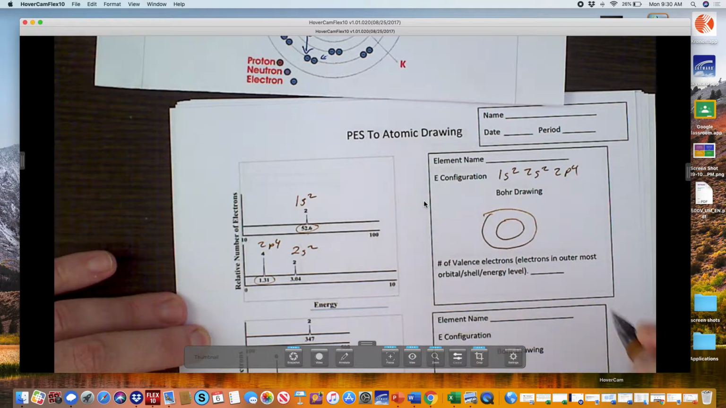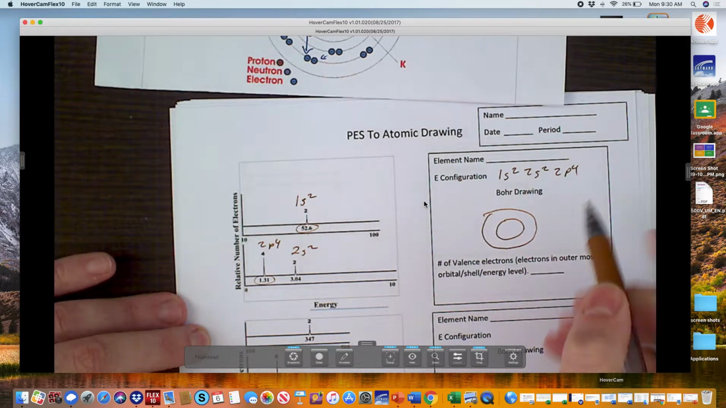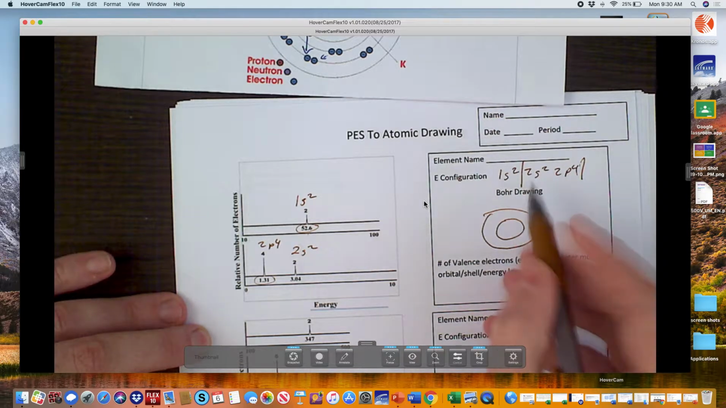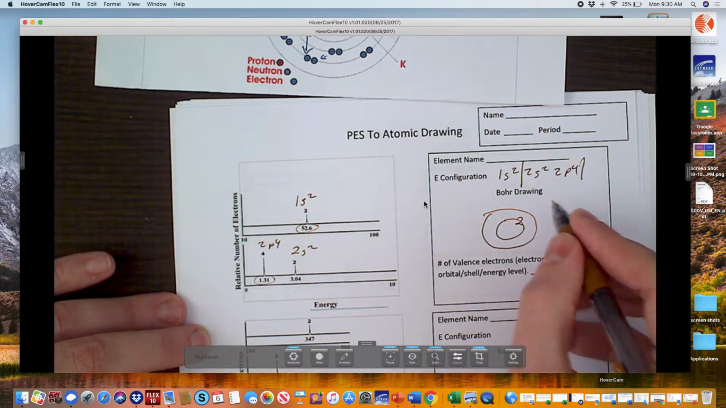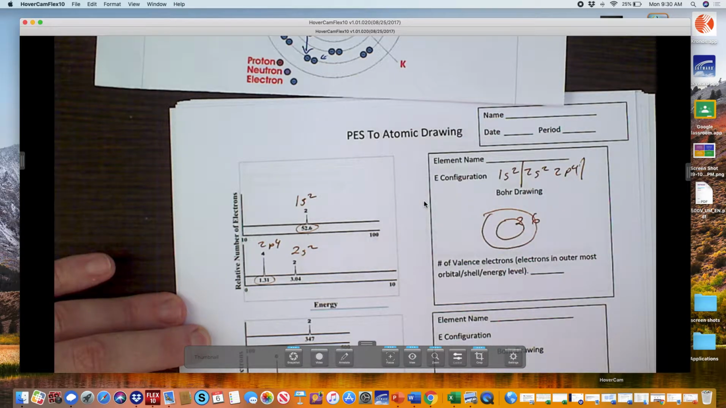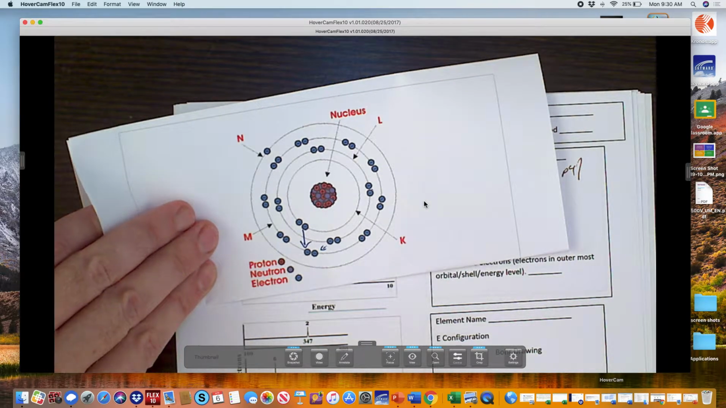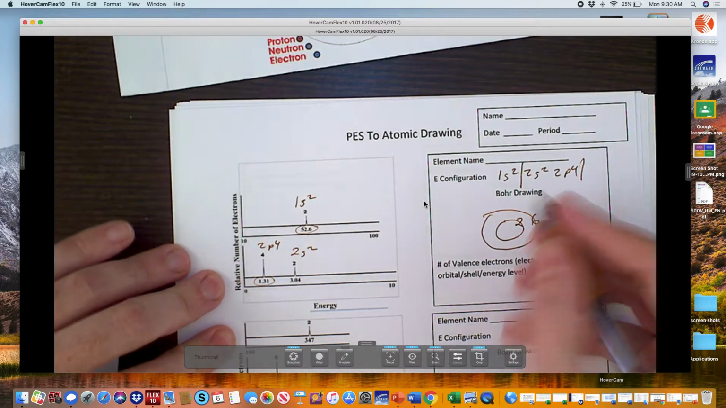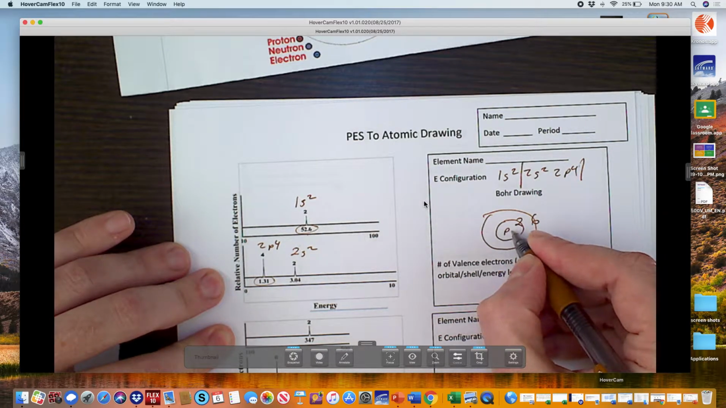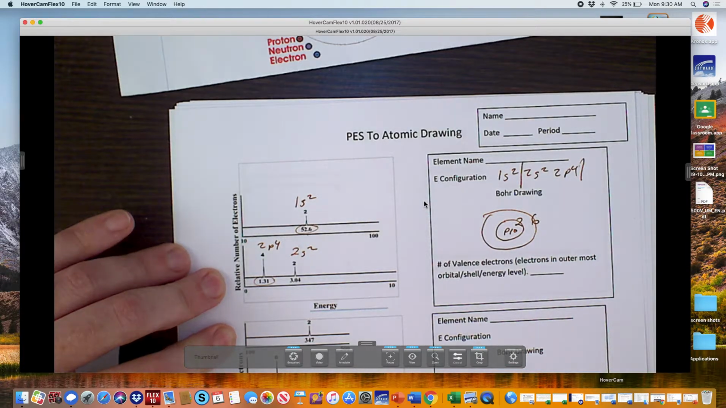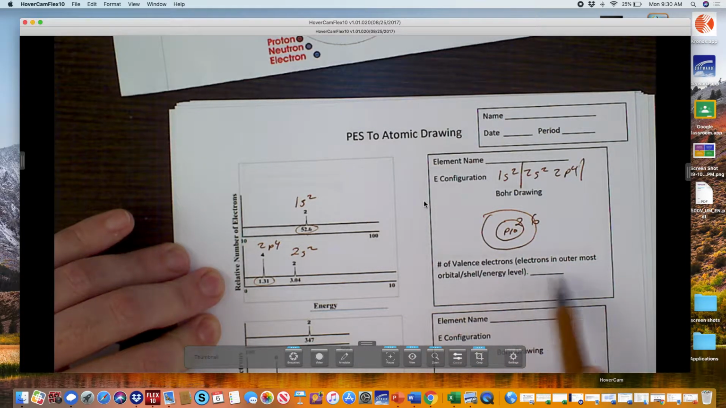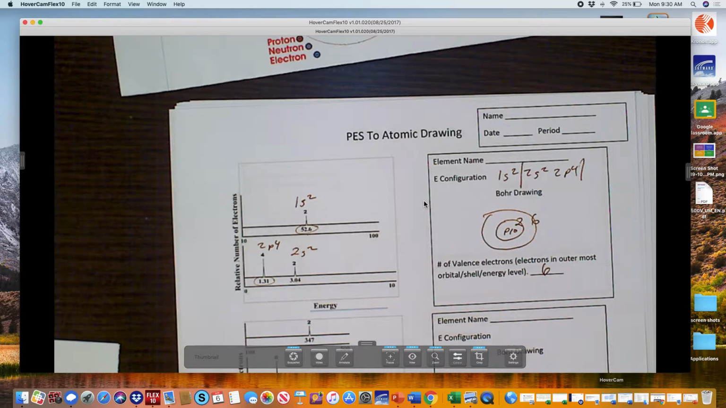And I'm just going to do 2. All right, and I'm going to add these up together. So I've got 2 that are here, and I've got 6 that are here. We're kind of doing the shorthand method. We're just showing where they're going to be. They'll actually spread out and look more like this if we're drawing it for real. And then we're going to put our protons in the middle. So P, and this is 10. Number of valence electrons in the outermost energy level: that is 6. All right, so that's how to do that one.